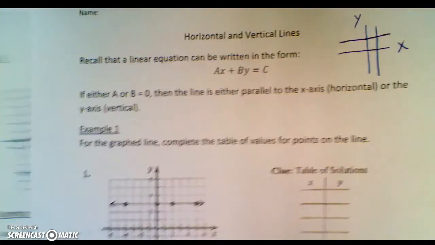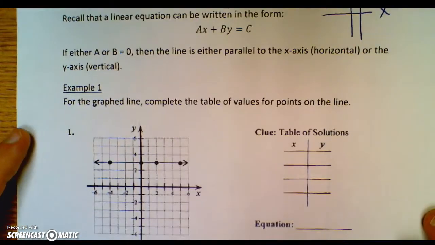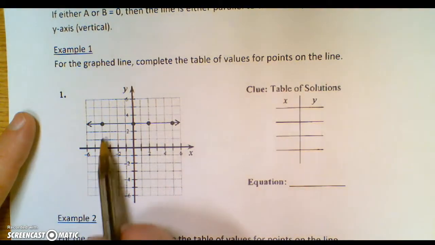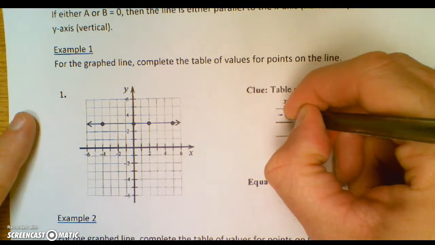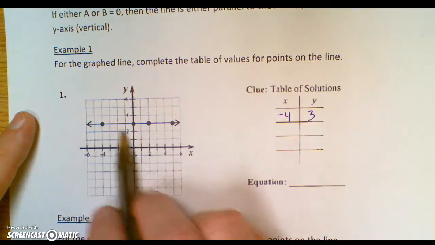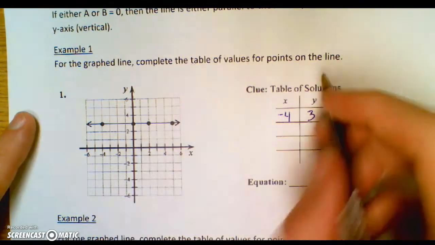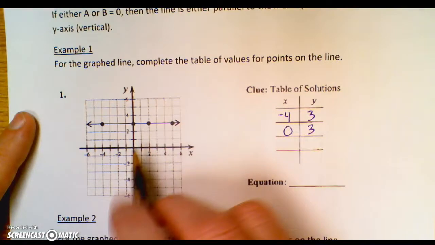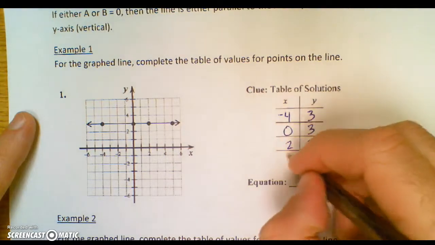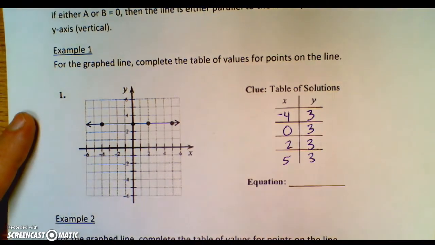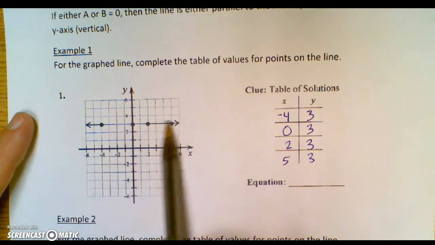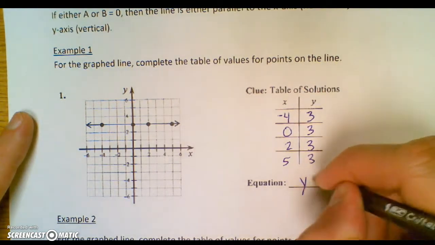For the graphed line, complete the table of values for the points on the line. Looking at the points that are listed, starting on the left, I've got -4, 3. Another point that's highlighted for us is 0, 3. Then 2, 3. And the last that's listed is 5, 3. Looking at this table, no matter what I put in for x, my y value is 3. So this equation is y equals 3.